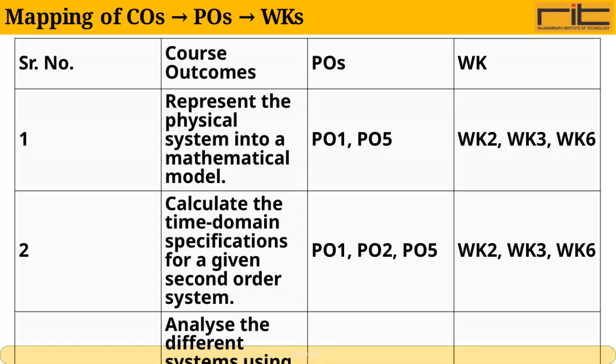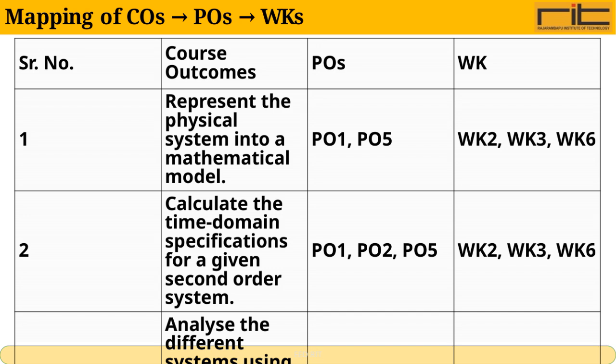On this slide, we see the mapping of course outcomes to program outcomes and the relevant weeks of the course. The first outcome focuses on representing a physical system as a mathematical model. This links to program outcomes 1 and 5 and is covered primarily during weeks 2, 3, and 6. Next, calculating time domain specifications for a second-order system helps students understand system behavior over time. This connects to program outcomes 1, 2, and 5 and is also covered in weeks 2, 3, and 6.